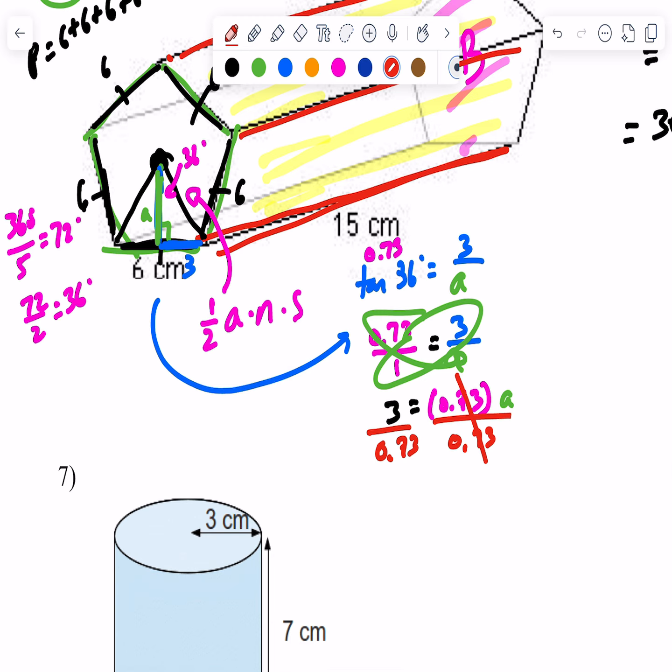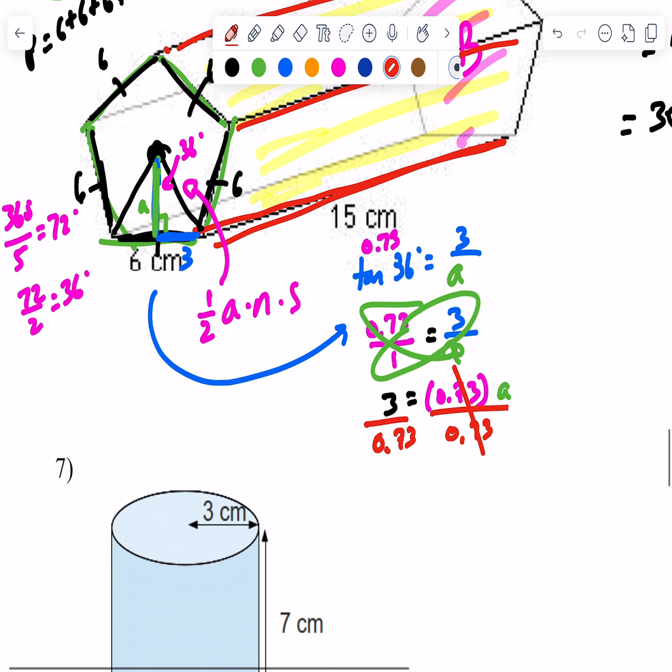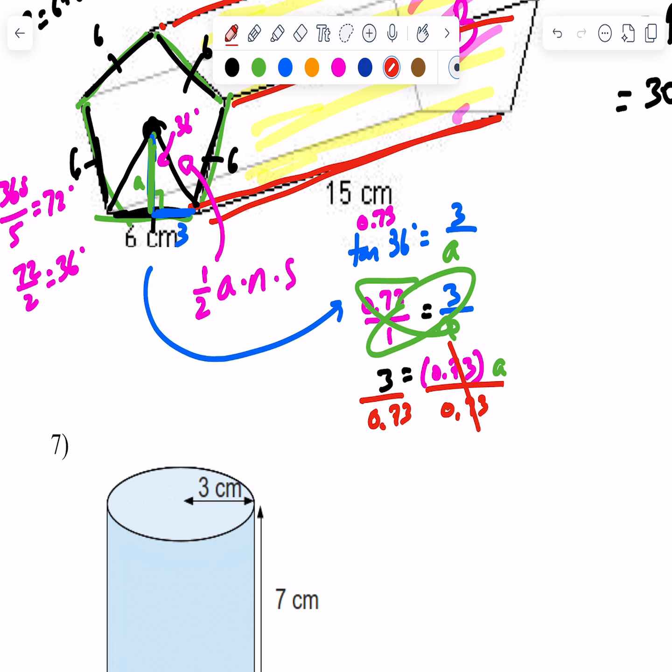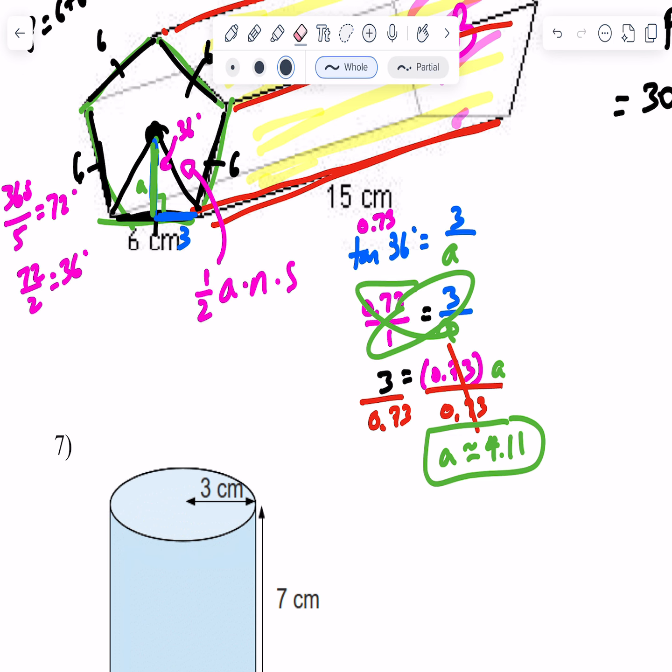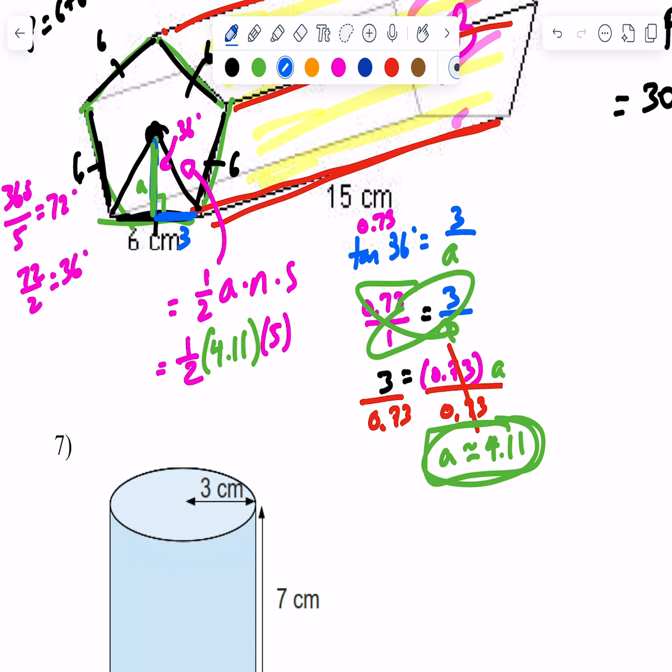If I do 3 divided by 0.73, we get about 4.11. Our apothem is about 4.11, or about 4.13 if you didn't round it, which is even better. Okay, so let's plug this in. Our area is 1/2 the apothem, let's round it to 4.11, times the number of sides, which is a pentagon, so 5, times the length of each side, which was 6.